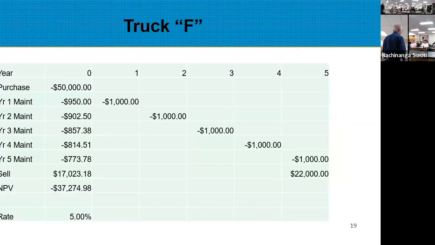You end up doing the same thing. This is truck F. I'm playing with a little bit here. Truck F and truck G. You people who are in the trucks, you can kind of know where I'm going with that.